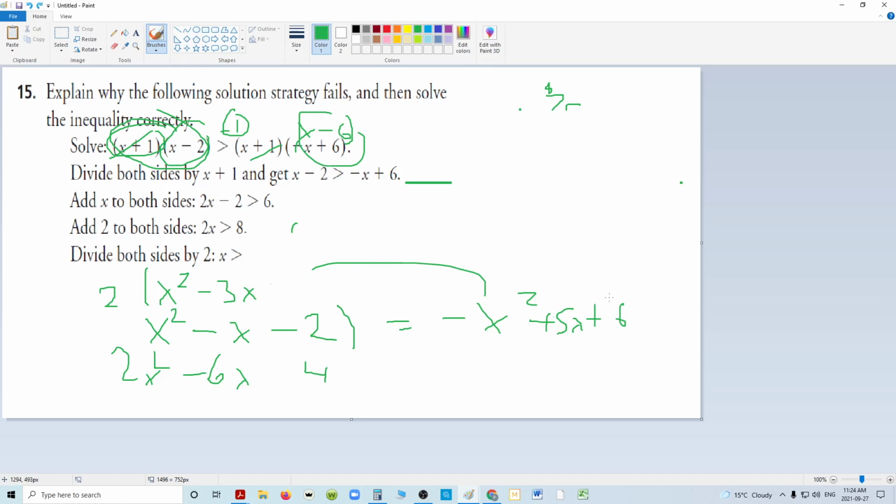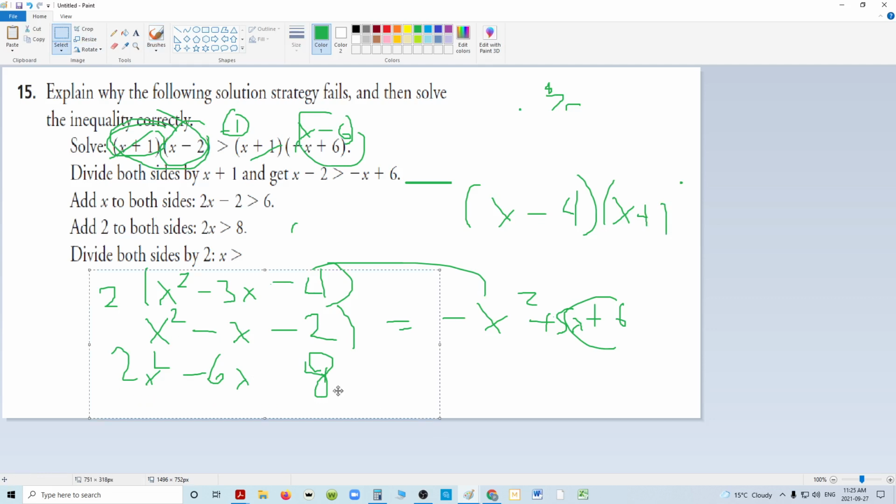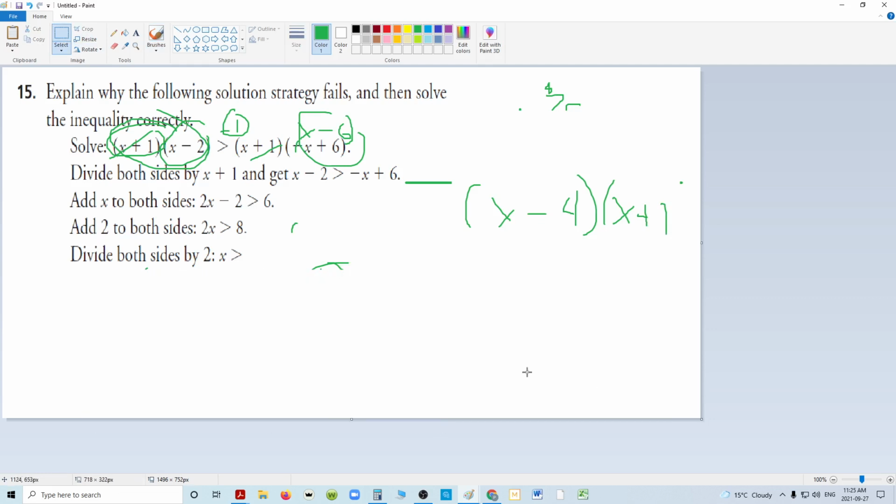Well, actually, it's even worse than that, because plus 6 is minus 8, and it's left with minus 4. And it's clear that the factors of that are x minus 4 and x plus 1, which means this is an upward facing parabola. And it'll be above 0. Where's it downward facing? When is it above 0?